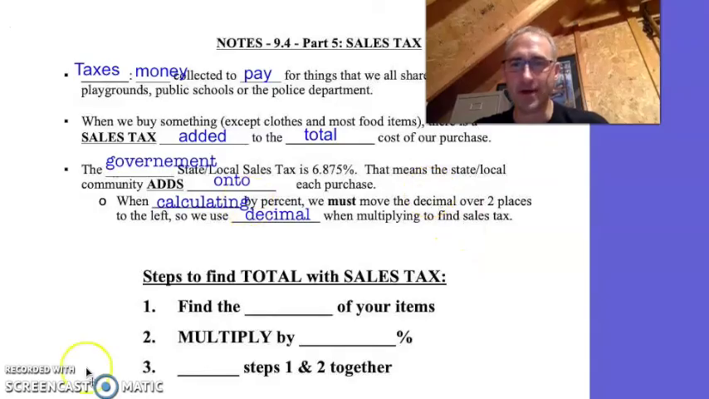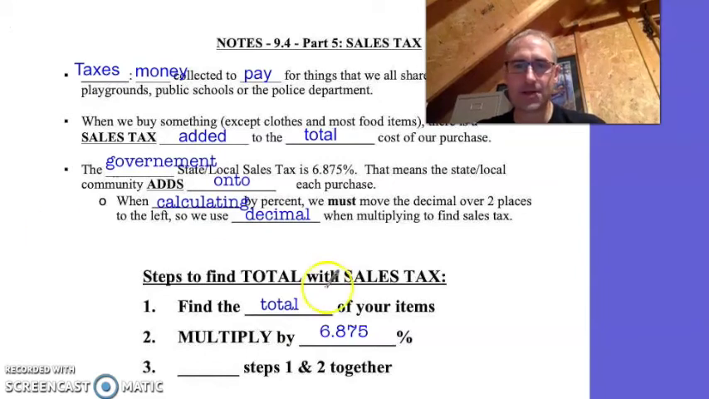Multiply it. So again, here are the steps. We're going to first find our total amount, and then we're going to multiply that by 6.875%. Let's move the decimal point over so we can see what that is as a decimal.